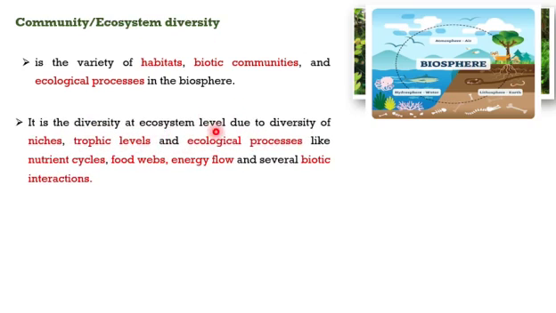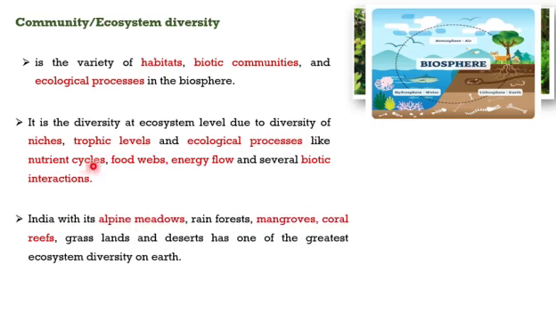So it is the diversity at the ecosystem level due to diversity of niches, trophic levels, and ecological processes like nutrient cycle, food webs, energy flow, and several biotic interactions. I've told you all this in my examples, right? Niches: if you don't know what niche means in an ecosystem, a particular species will have its own niche. For example, the deer, right? They go and feed on particular plants in order to avoid competition. Other herbivores go and eat another type of plants, and they form a particular niche for that species. So trophic levels and ecological processes, nutrient cycles, food web, energy flow, and several biotic interactions, all these collectively we call community or ecosystem diversity.